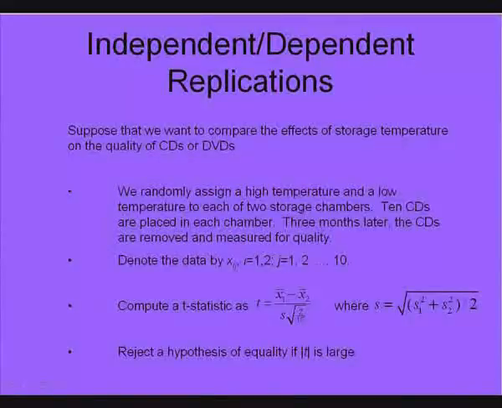And so here we have the same problem. The variability that we're measuring is not variability between storage chambers of different temperatures, but variability within the storage chamber. And there are other things that could go on with different storage chambers that are not being incorporated into this particular t-statistic. And so this would be a very bad way to do such an experiment.